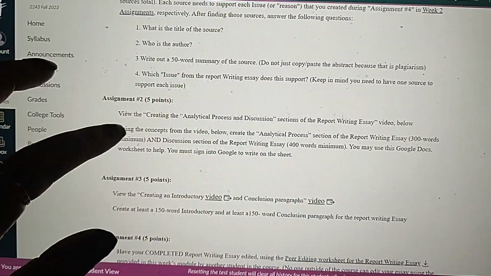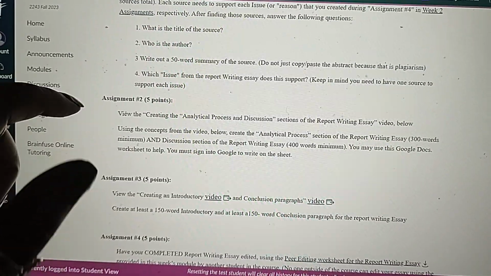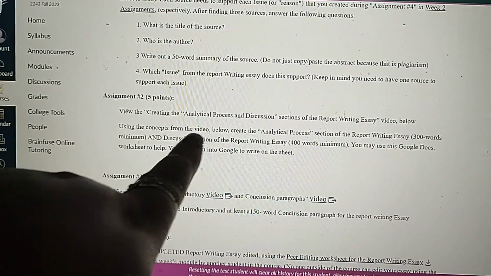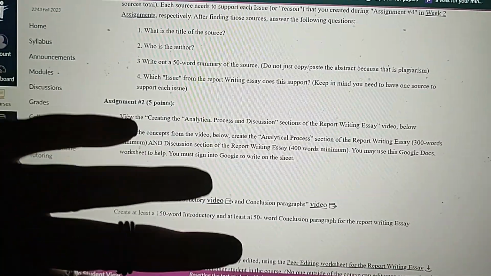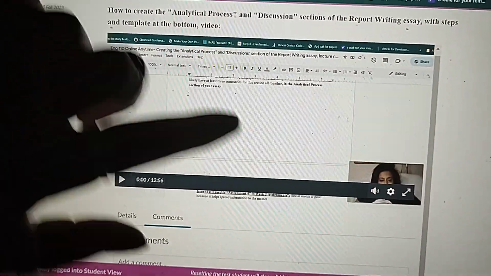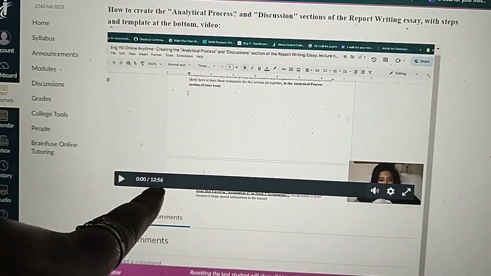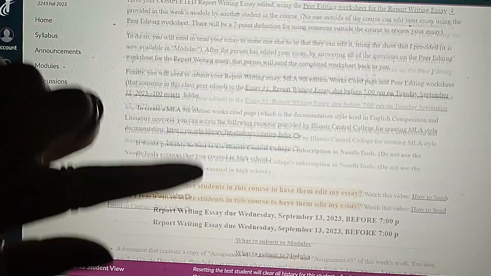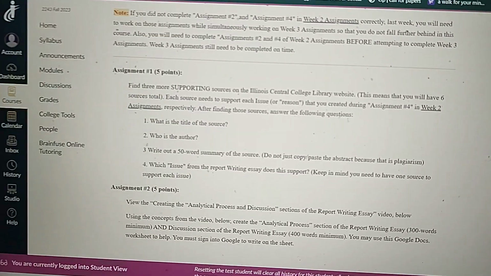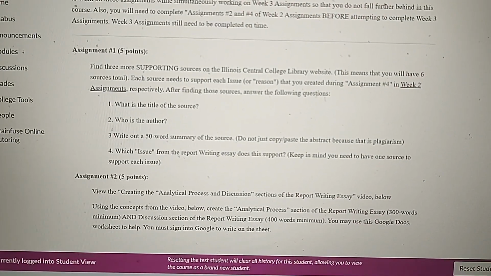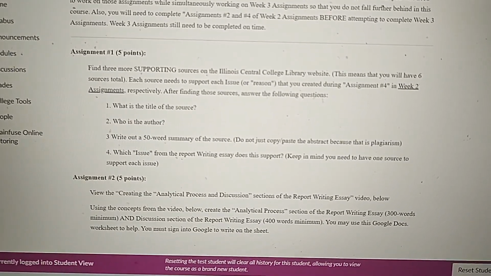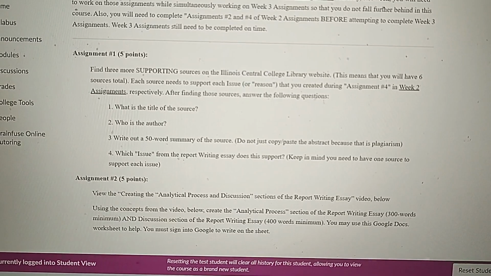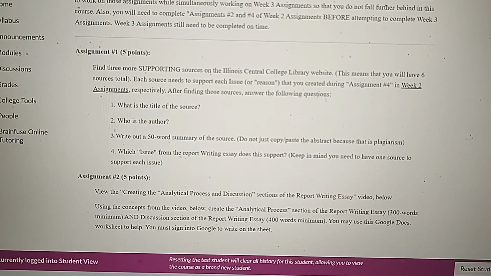Moving right along. Assignment number 2: complete or view the analytical process and discussion sections of the report writing essay. That is a video I created for you, and it is down at the very bottom. You can click on it and watch it. It's kind of long, 12 minutes, but I walk you through step by step how to create the analytical process. Remember, this is a part of your report writing essay.